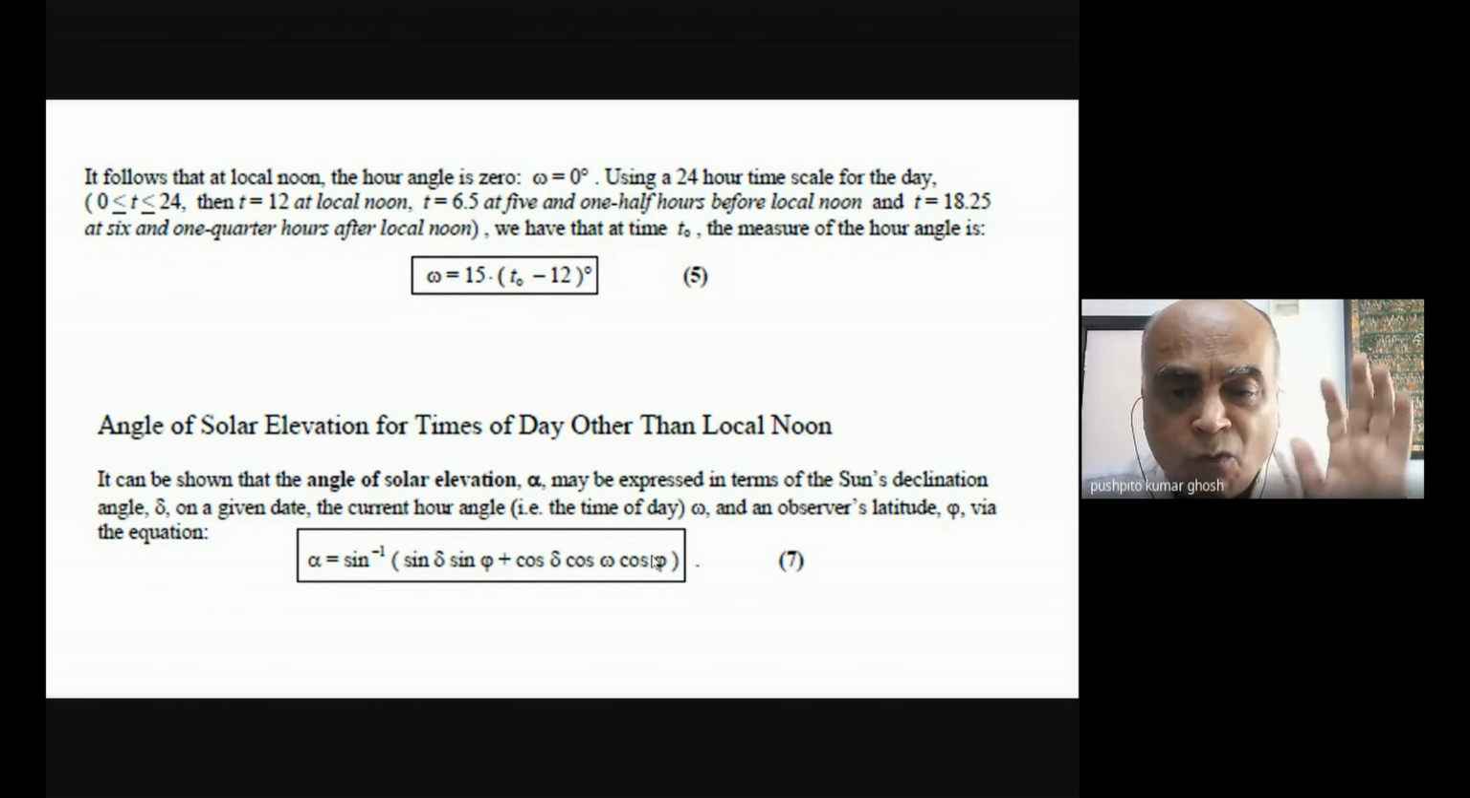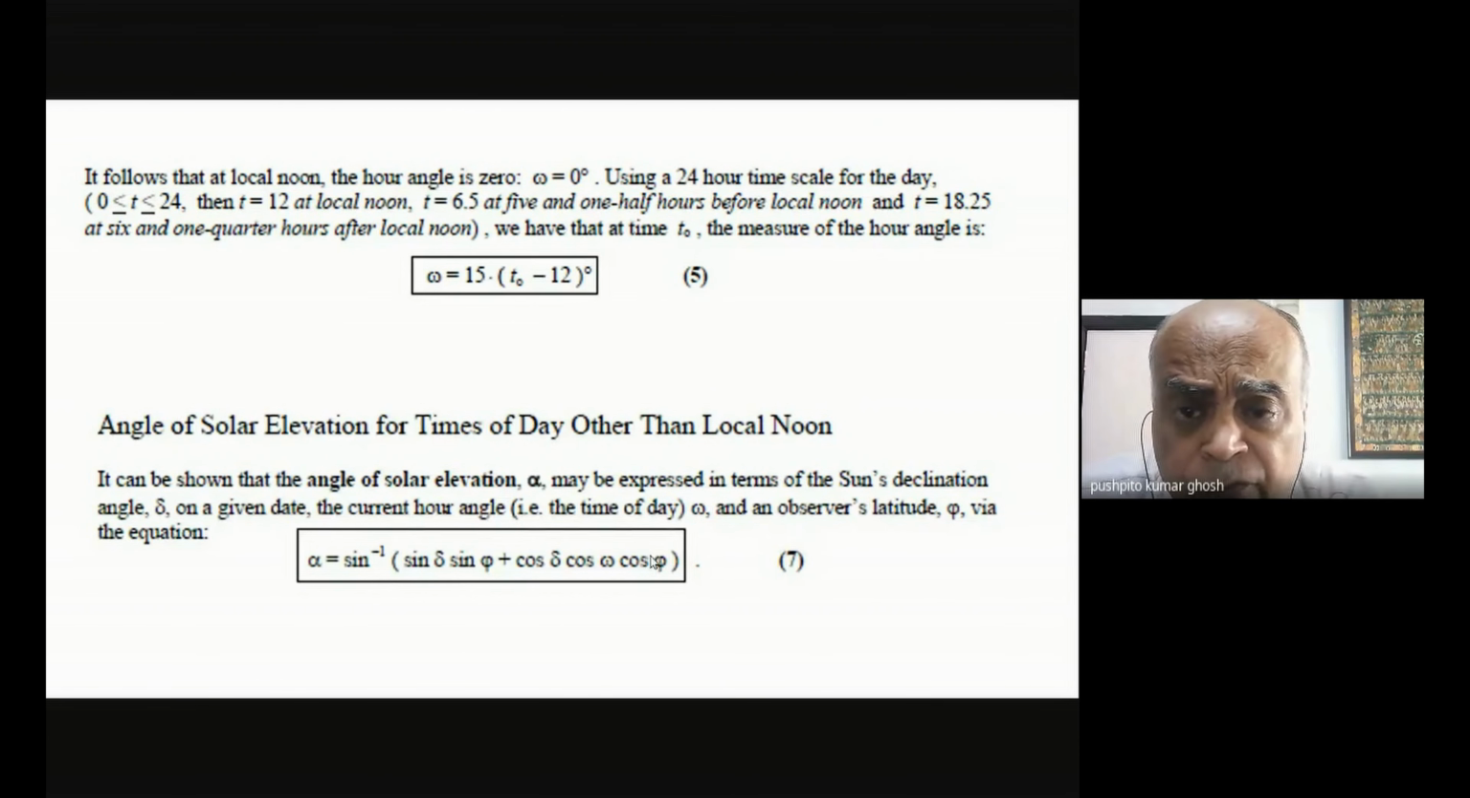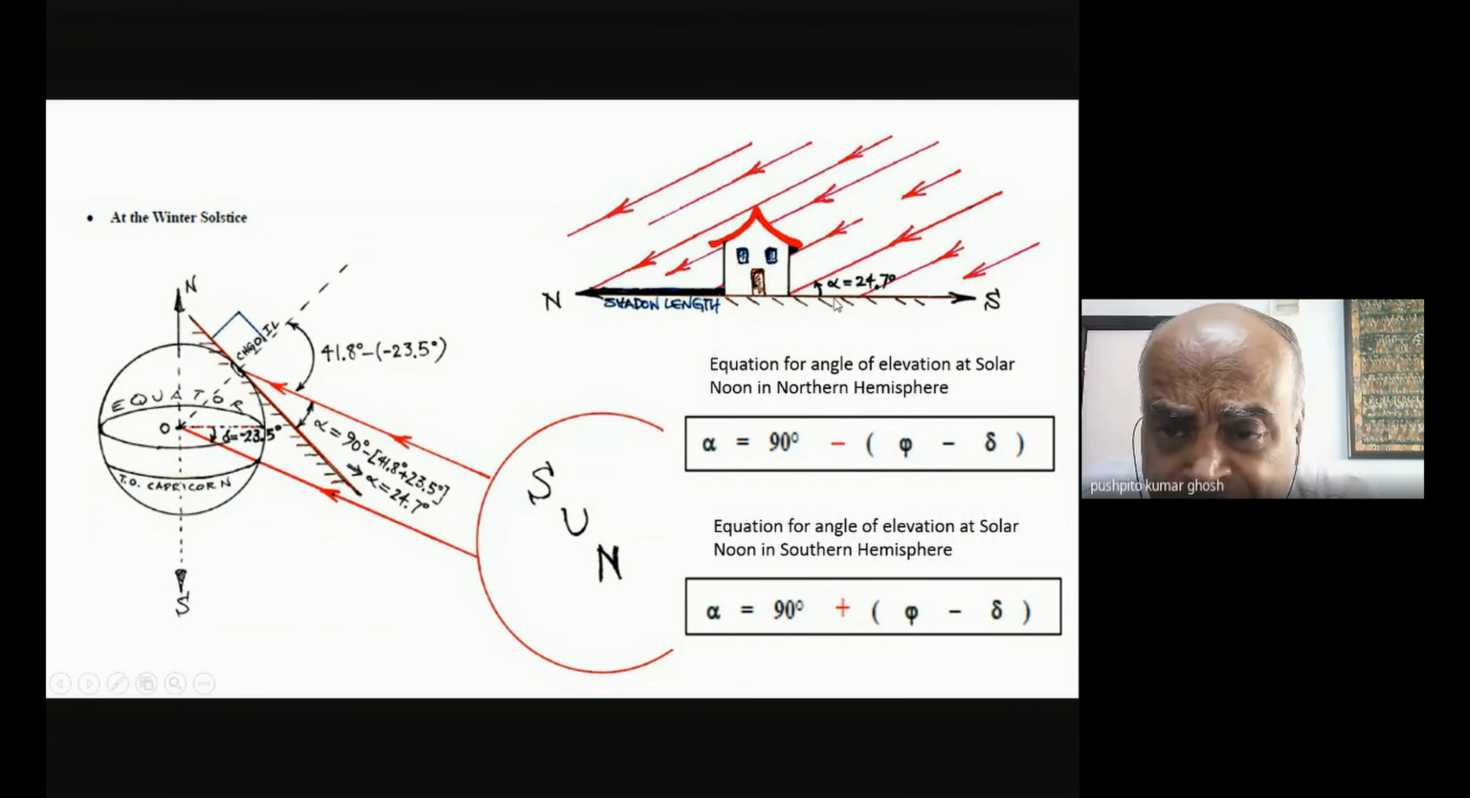And why is it so important? Because this is precisely what I want to know: at any given time of the day, what is the angle that the sun's rays are making with respect to the ground. That's what I need to know, and that's how I'll optimize any device.